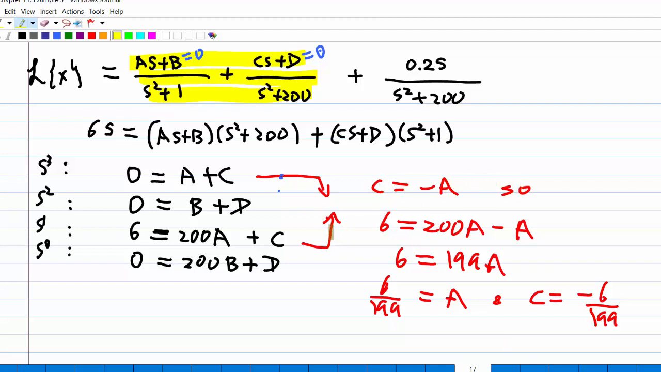So 6 equals 200a plus minus a. You get 199a equal to 6. So a is equal to 6 over 199. And so c is minus a, c equals minus 6 over 199. And b and d are 0.